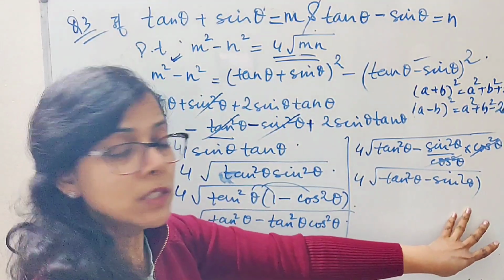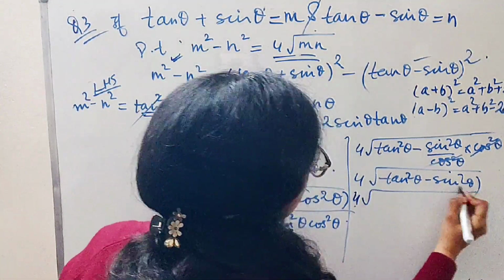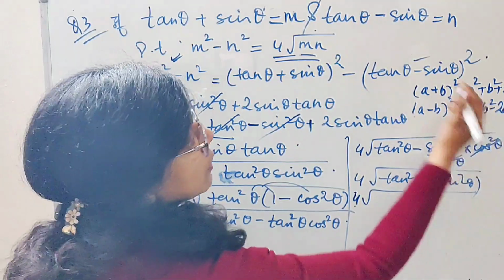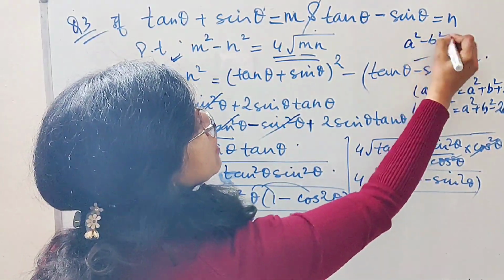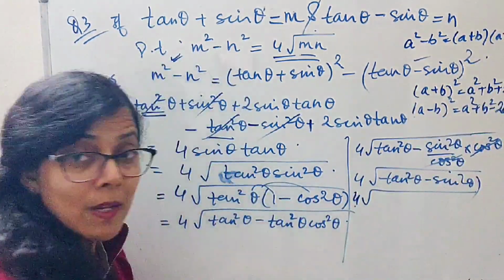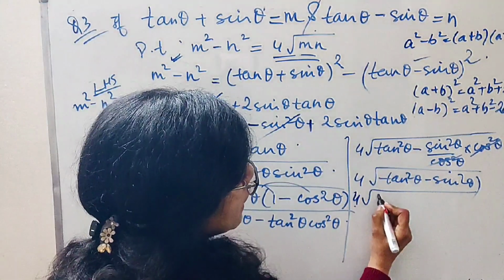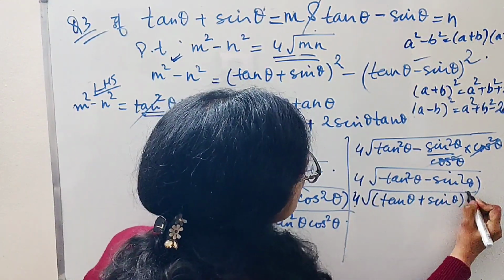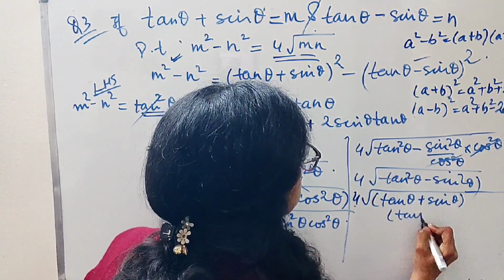Now what is a square minus b square? Again apply the formula, write it here in front of it. a square minus b square is equal to a plus b, a minus b. So my lovely students, using this formula, we can write tan theta plus sine theta and tan theta minus sine theta. This all is in under root.